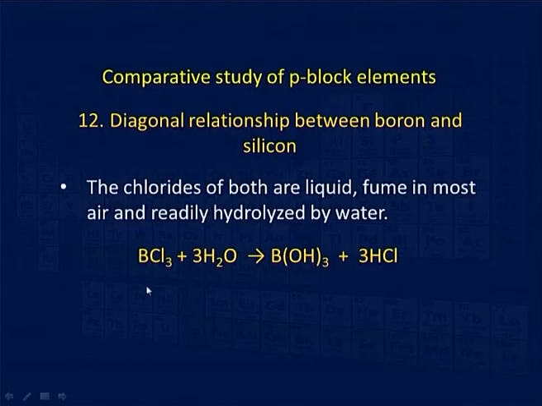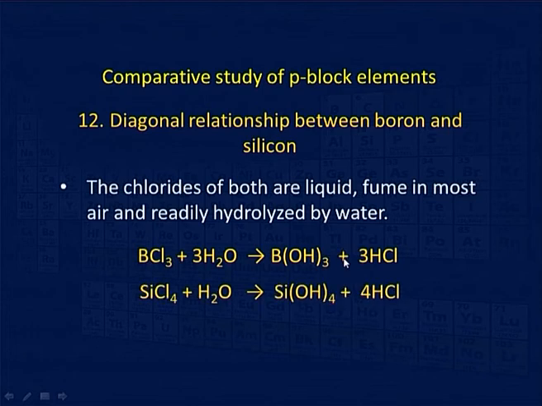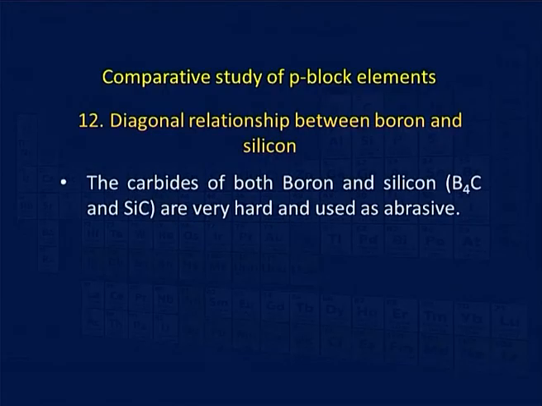This is how boron trichloride is getting hydrolyzed. This is the silicon tetrachloride getting hydrolyzed. Both form weak acids like boric acid and silicic acid. The carbides of both boron and silicon are very hard and used as abrasives.